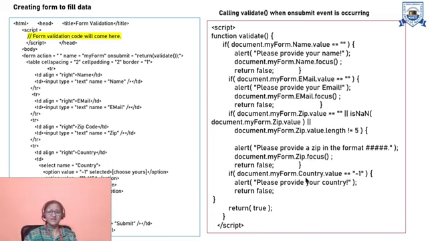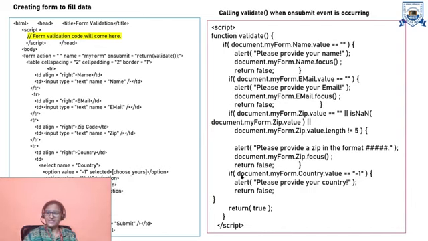And then it checks for this select button, the select whose name is country. -1 indicates that you haven't selected anything, because the options start from index 0. The first option starts with index 0, and -1 indicates you haven't selected anything.